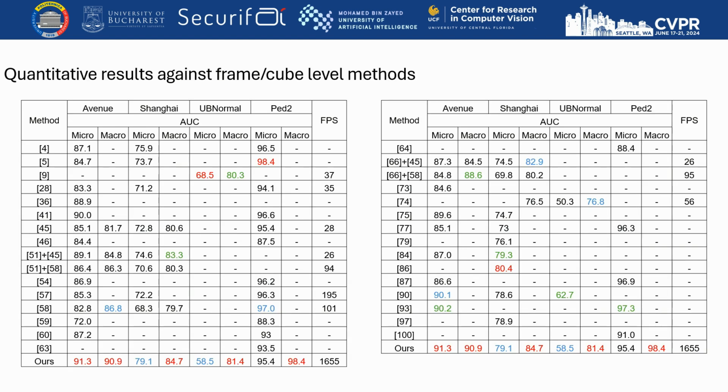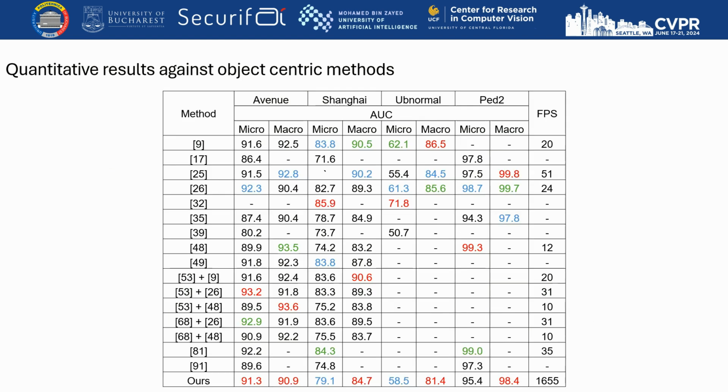The quantitative results against methods that don't use an object detector show that our proposed method achieves the best results for most of the considered datasets and metrics. Additionally, it shows an impressive processing speed of 1655 fps. When compared to object-centric methods, our method produces competitive results while offering a significantly better processing speed.